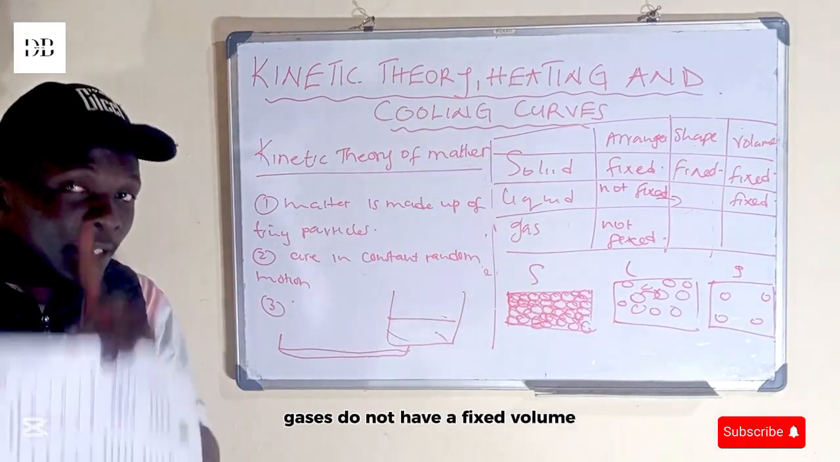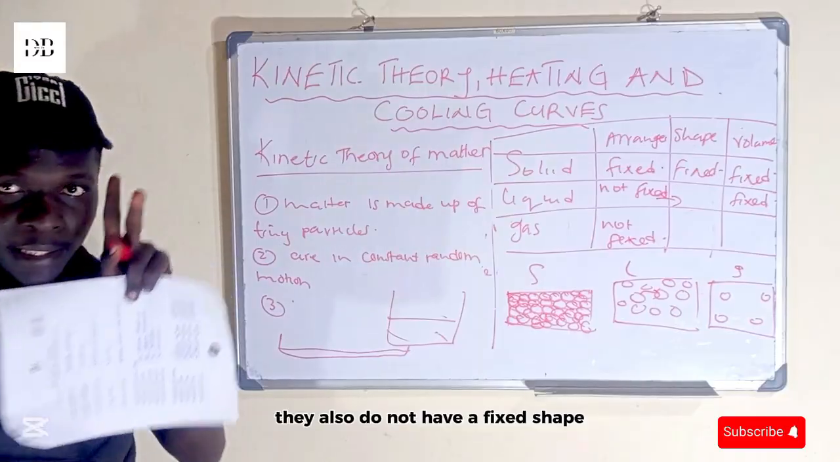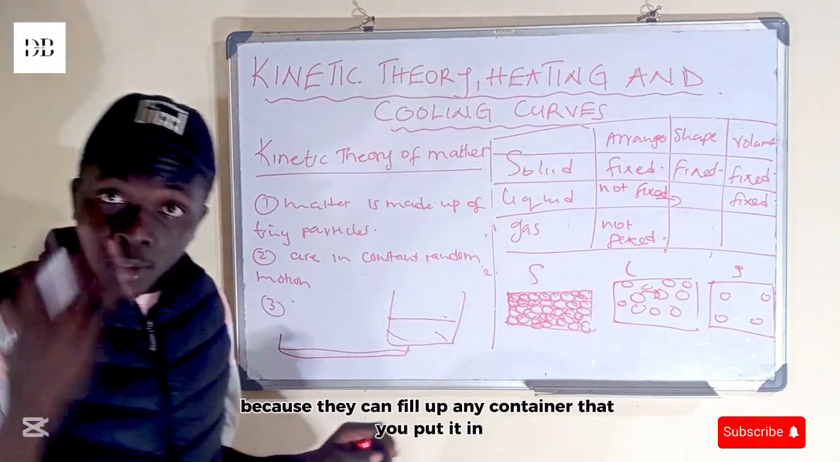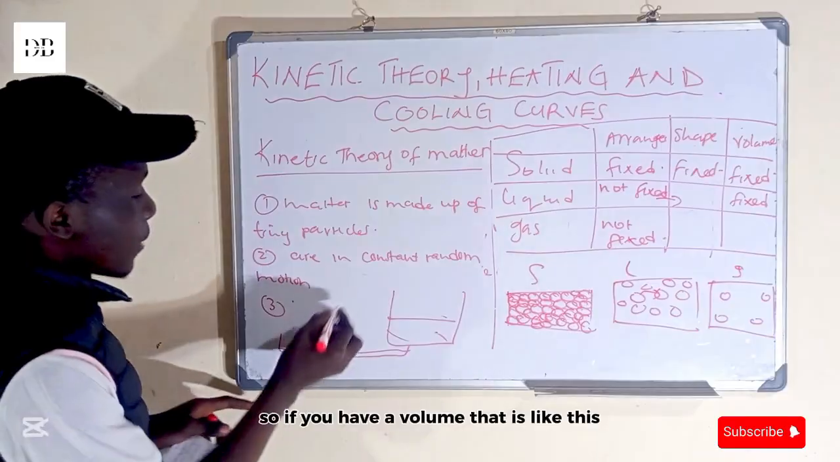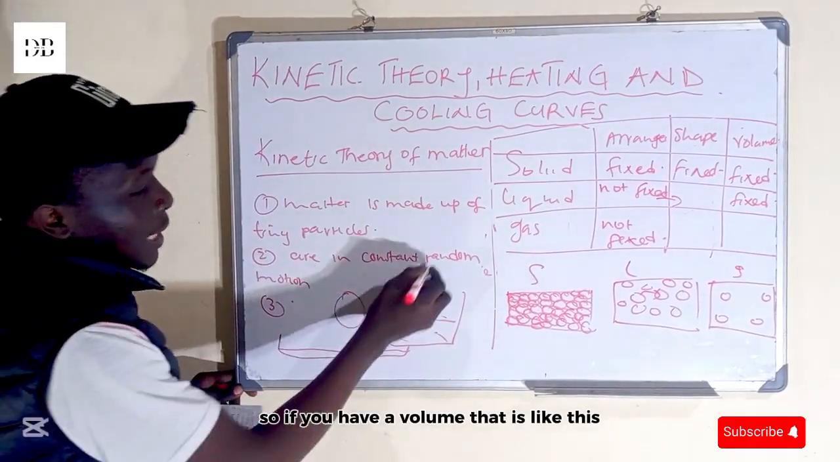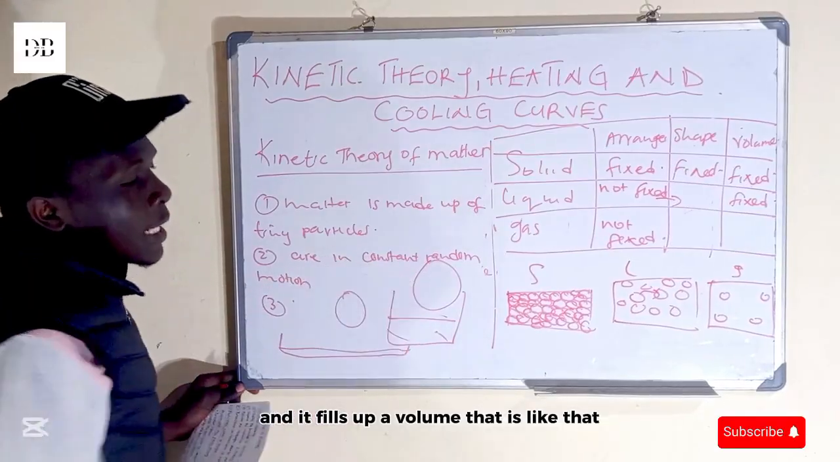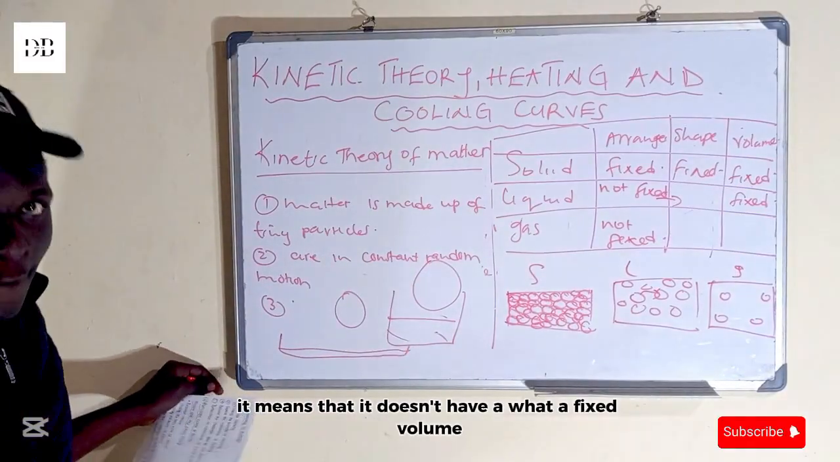And then what of gases? Gases do not have a fixed volume. They also do not have a fixed shape, because they can fill up any container that you put it in. So if you have a volume that is like this and it fills up a volume that is like that, it means that it doesn't have a fixed volume.